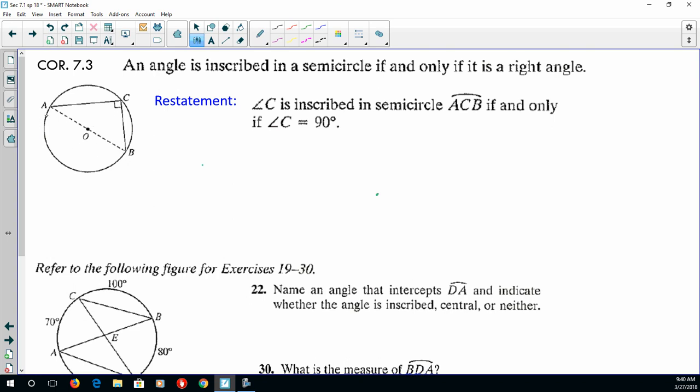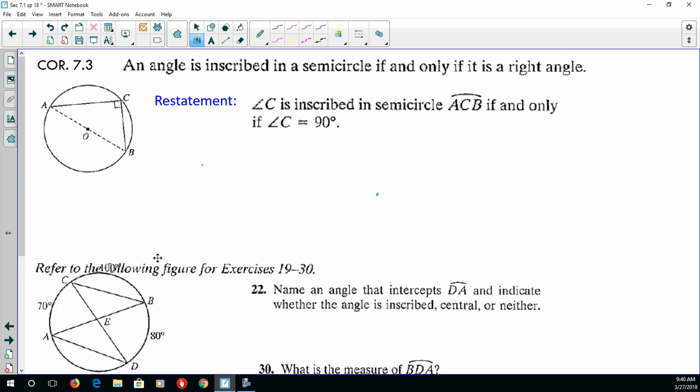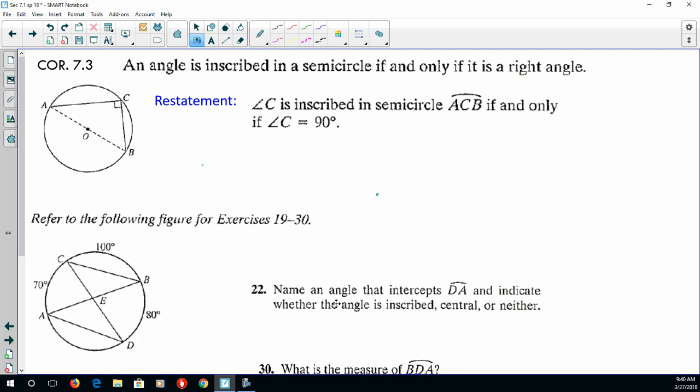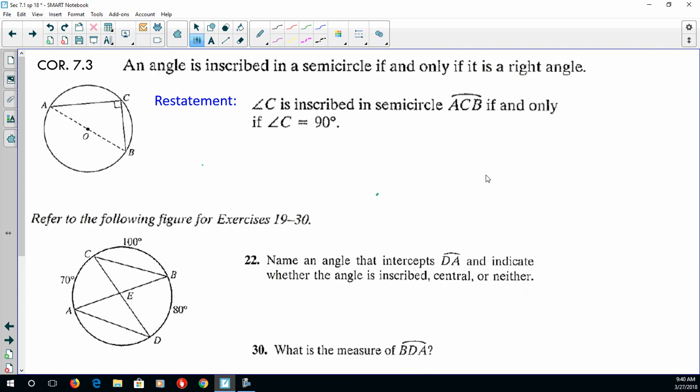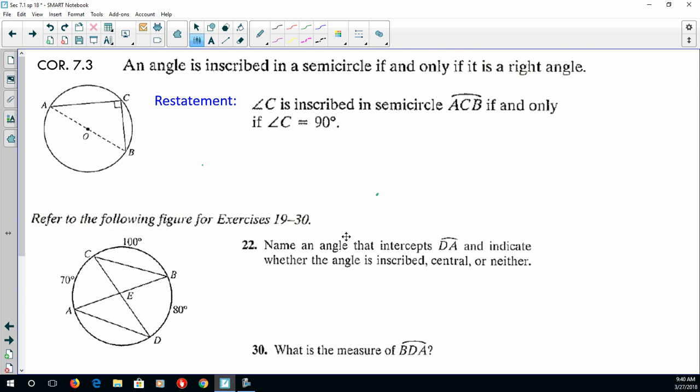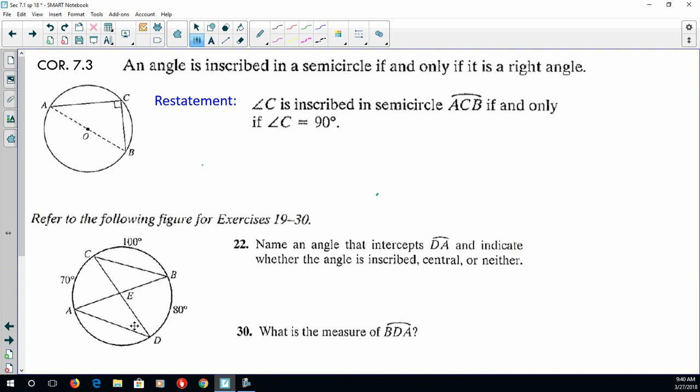Okay, let me scoot this stuff up where we can work on it a little better. All right, exercises 19 through 30. We have this figure drawn, and some of these are very, very simple. Name an angle that intercepts the arc DA and indicate whether the angle is an inscribed angle, a central angle, or neither. Well, DA is this arc down here at the bottom. So the angle we're looking at here is angle AED. At least there are other angles that inscribe it, but that's the only one that's drawn in this case.